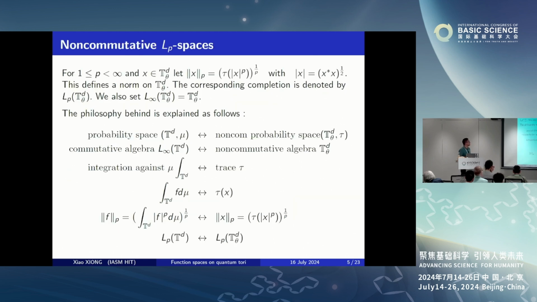Here is a dictionary, a correspondence between classical Lp spaces and noncommutative Lp spaces. The classical torus is a probability space, the algebra is commutative, the integration is with the Haar measure, and this gives Lp. Everything is well understood. Now for the quantum tori, we have a so-called quantum probability space with a noncommutative algebra, and integration is replaced by the trace. Again, we can use this trace to define Lp spaces.